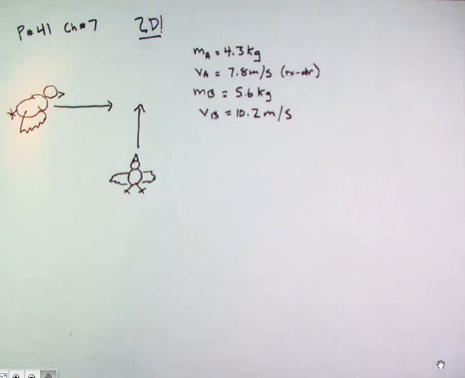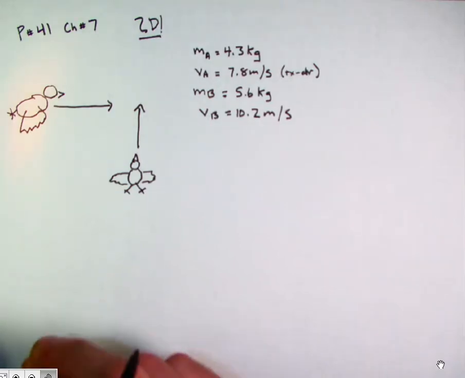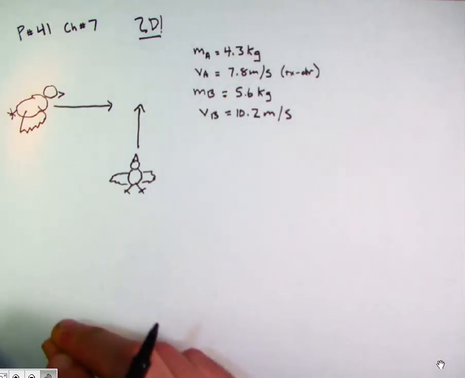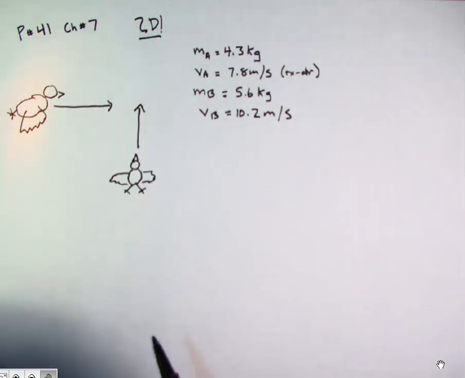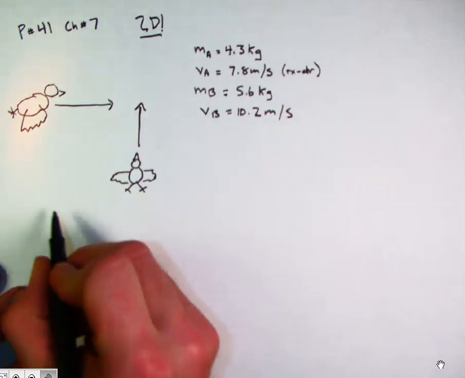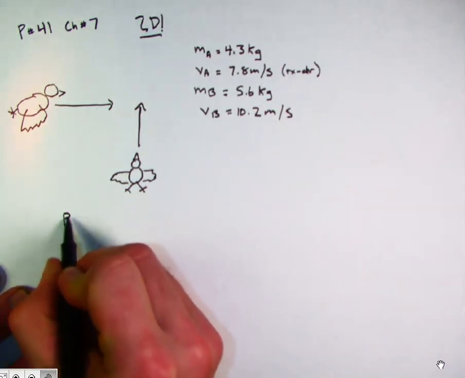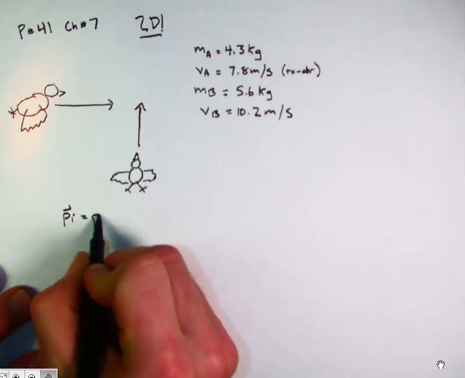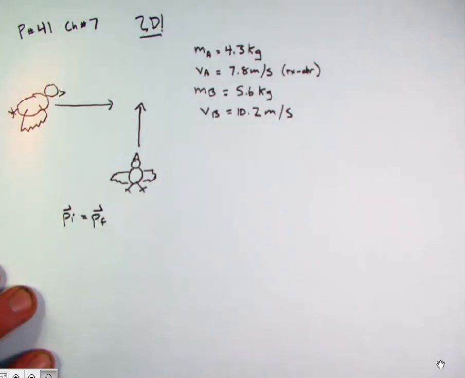Okay, so this problem really does break down to be conservation of momentum in two directions. So the momentum in the x direction of the system will be conserved and the momentum in the y direction will be conserved. Why are they conserved? Well, we're going to assume here there's no external forces acting on the system. So if that's the case, we can assume that the initial momentum of the system will equal the final momentum of the system. Pi equals Pf.